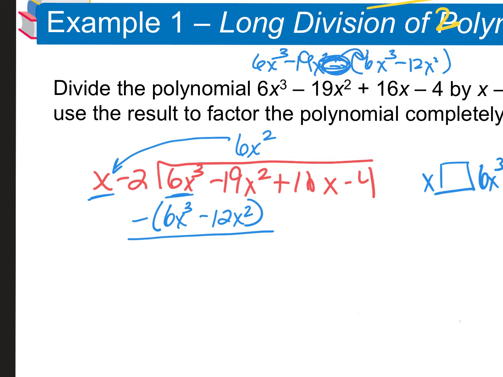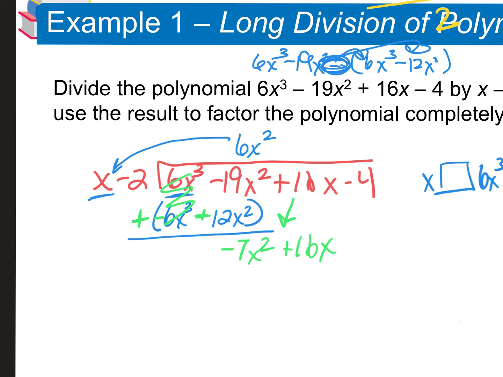I have to distribute it. If we forget that little step, your whole problem's going to be wrong. So at this point, guys, we need to distribute this negative. So it's going to change this one, change this, and change this. Now, the process is the same every single time. What's negative 19x squared and a positive 12x squared? Negative 7x squared. What happens with 6x cubed and negative 6x cubed? It cancels out. And then what do I do with this positive 16x? I bring it down.